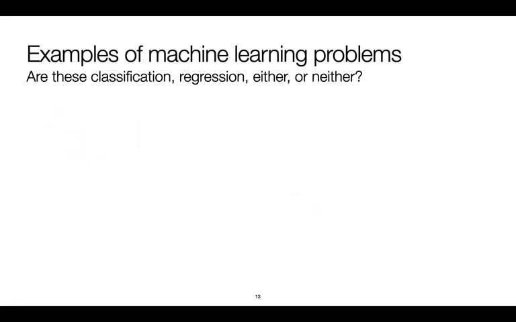So now let's talk a little bit about examples of machine learning problems. Maybe if you want to, you can answer out loud, or you can answer in the chat. Try to figure out, are these examples classification, regression? Maybe they could be either, or maybe they're neither. So a good example is recognizing digits. I give you an image of a handwritten digit, and then you try to tell me, is it 0, 1, 2, 3, up to 9?